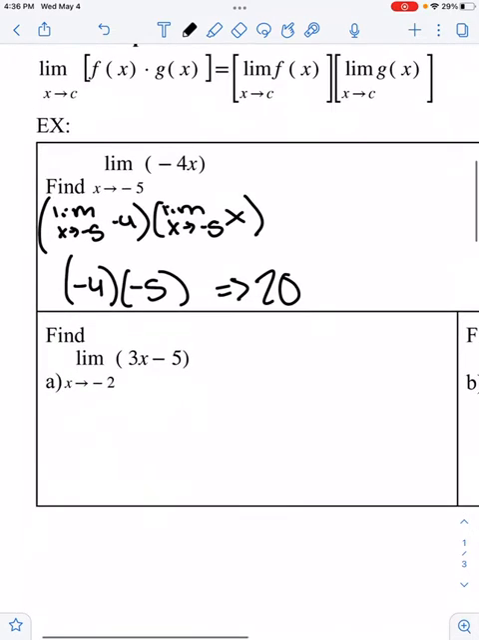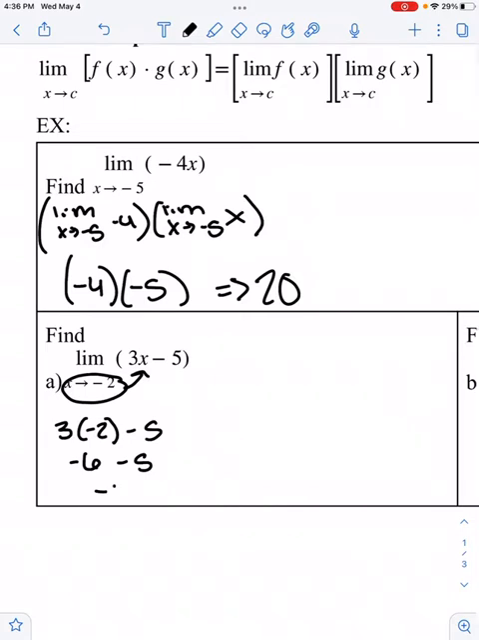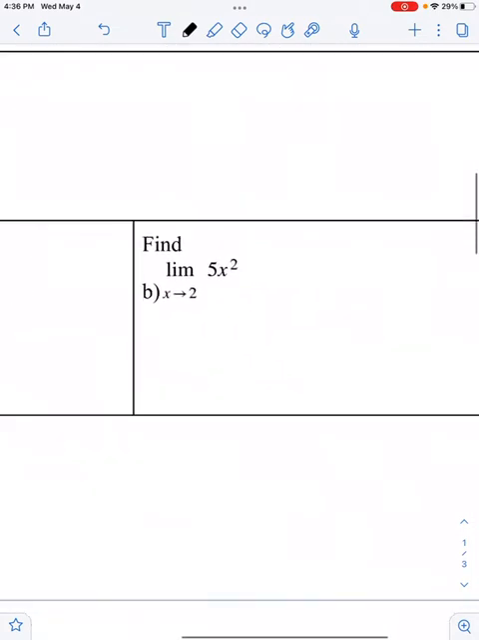So besides doing that, we can also just plug our x value into the equation. So 3 times negative 2 minus 5, which is negative 6 minus 5, which equals negative 11. Again, plug in 2 for x in the equation. 2 squared is 4. And 5 times 4 is 20.